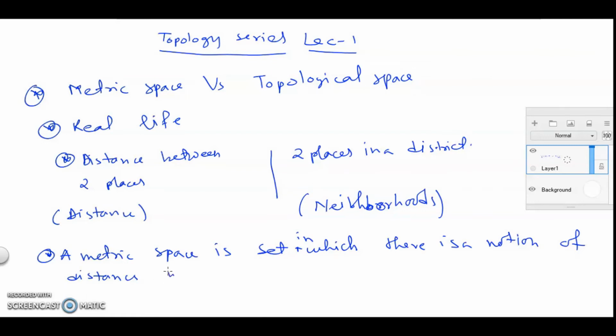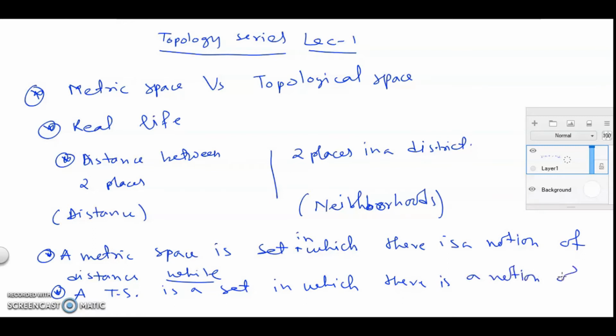While a topological space, I will denote in short TS as topological space, is a set in which there is a notion of neighborhoods. In short, I will write neighborhoods as NBDS. Everyone knows about this shortcut. Okay, so let me go to the next slide.